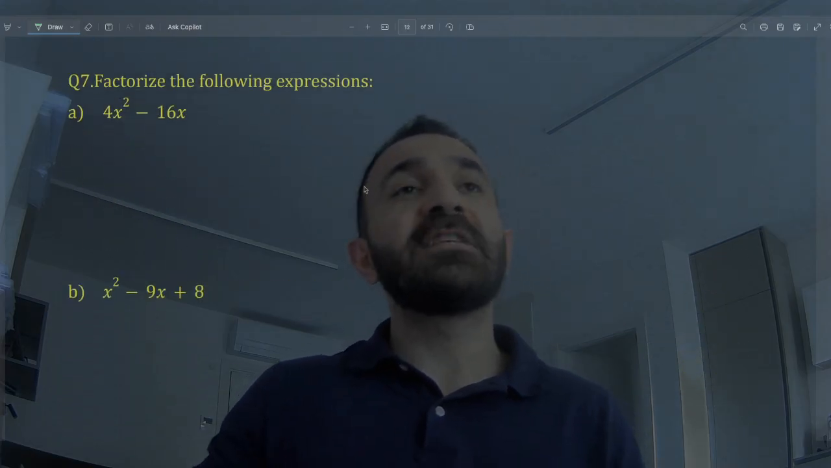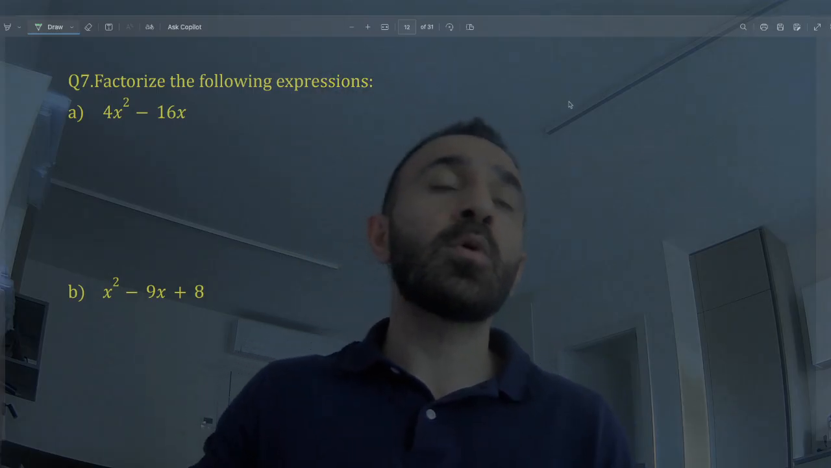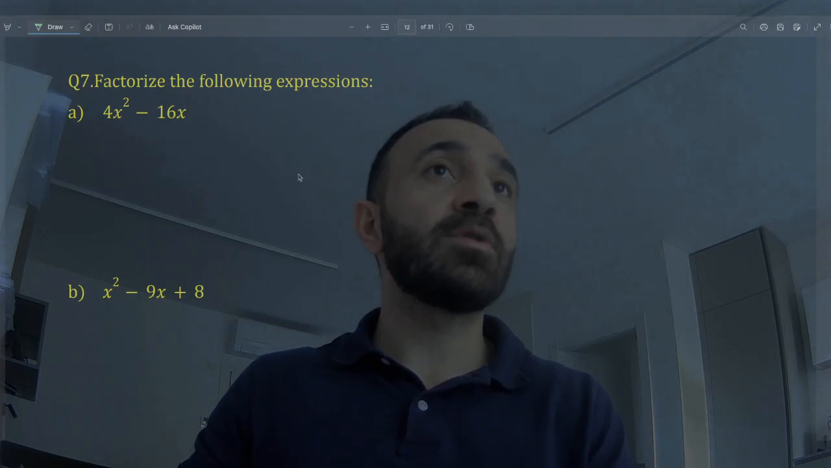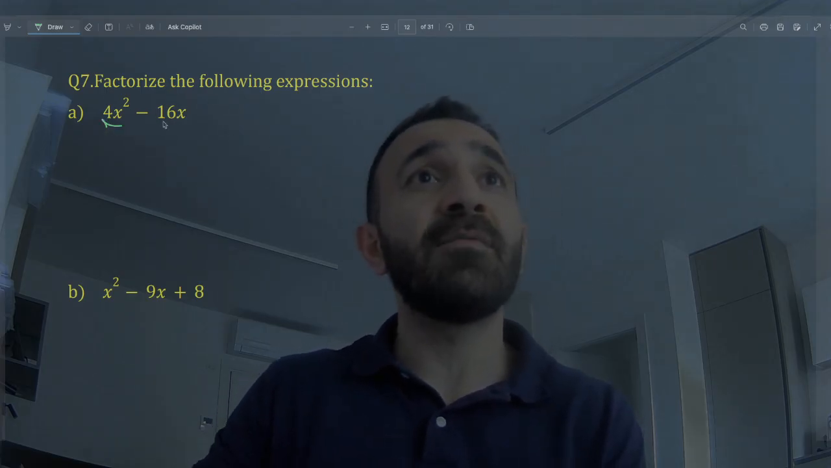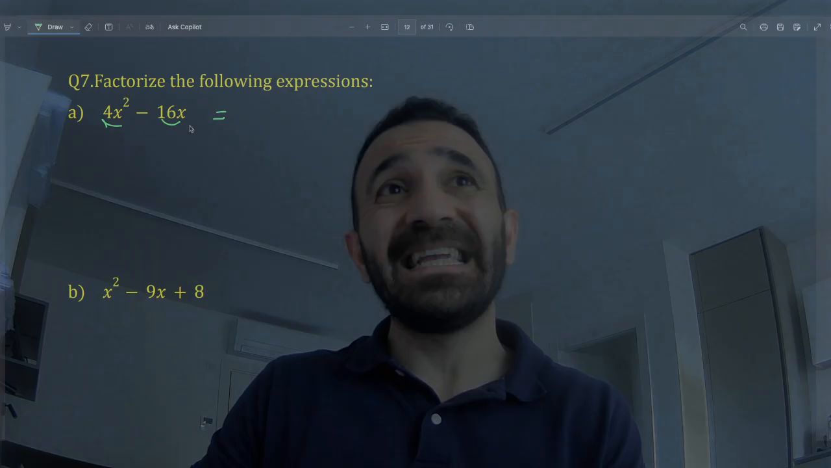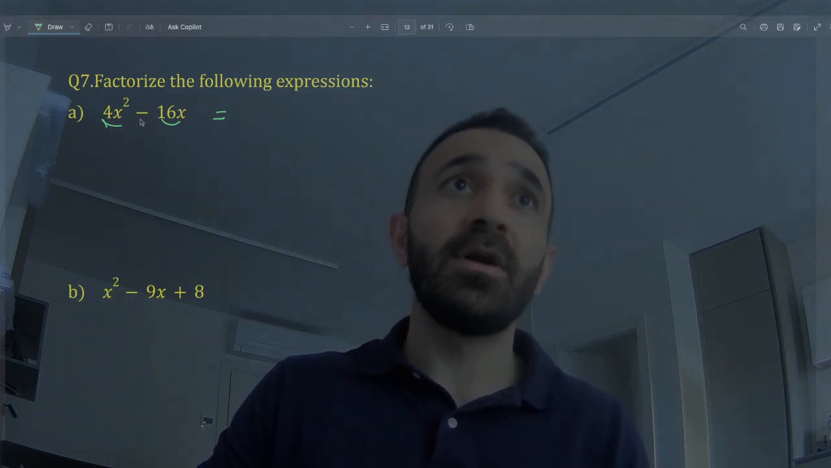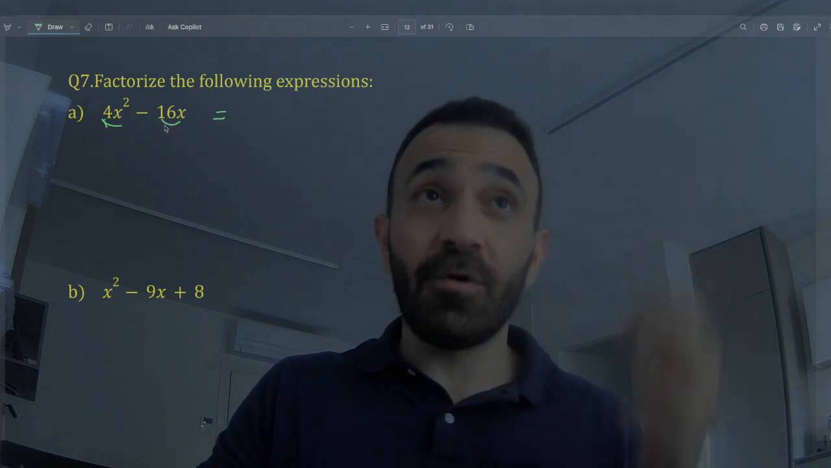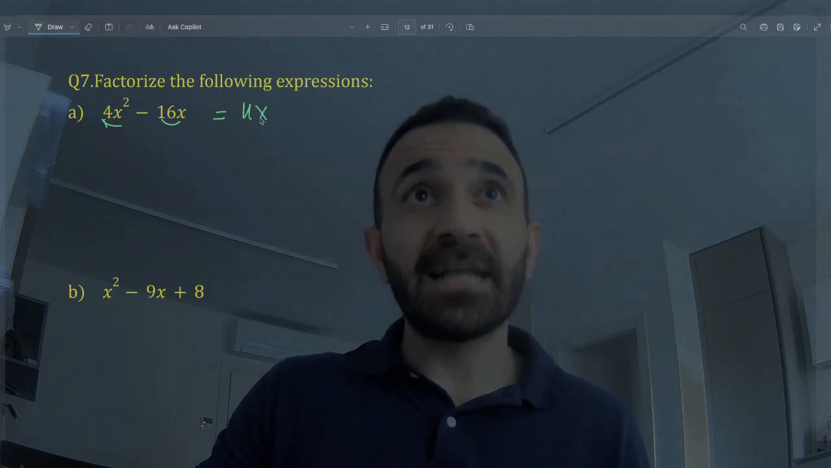Okay, factorization. We learned three techniques of factorization in our course, and I hope you're able to use all of them. Sometimes you have a combination of them. In this case, we're going to find the common factor. So 4x to the power of 2 and minus 16x, they have 4x as the common factor. 4 and 16 have 4 as the common factor, and x to the power of 2 and x have x. So 4x is the common factor.